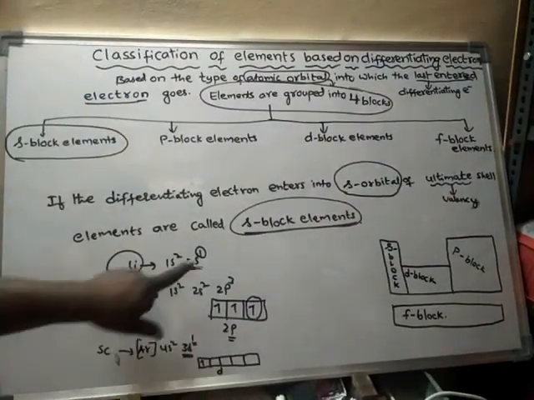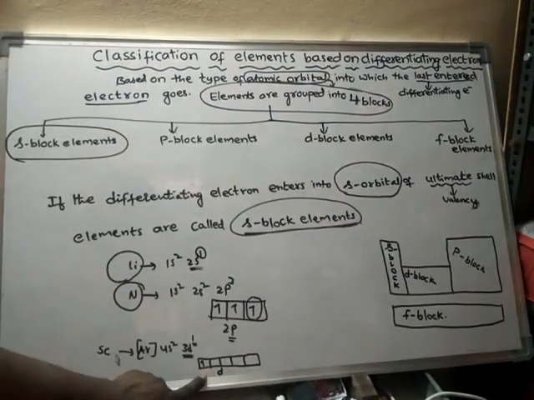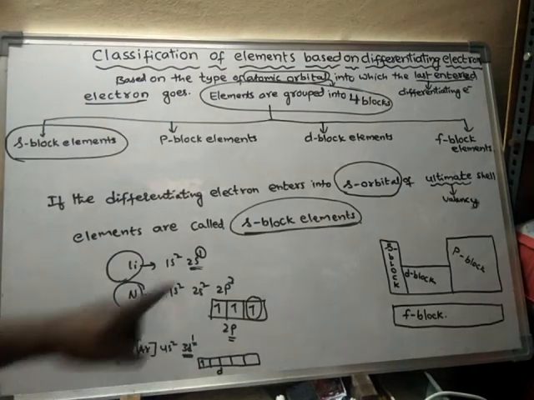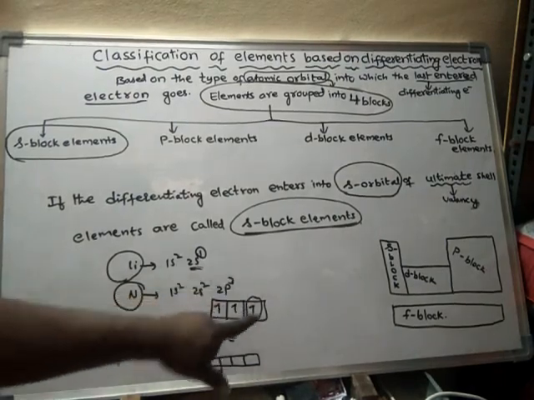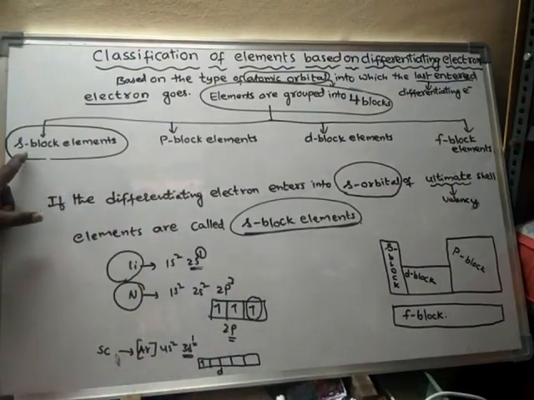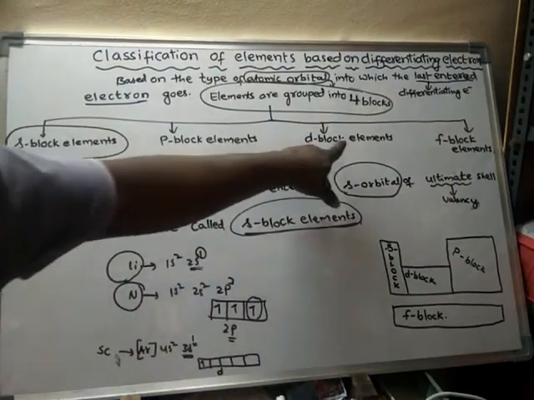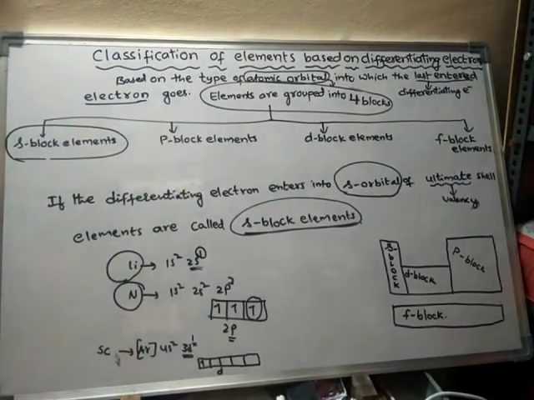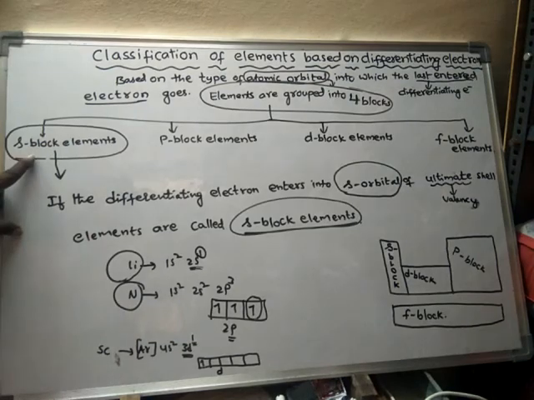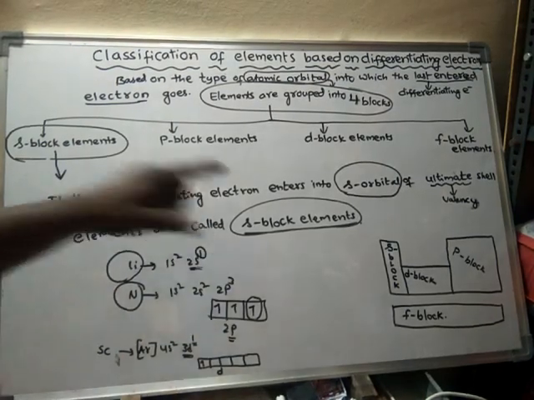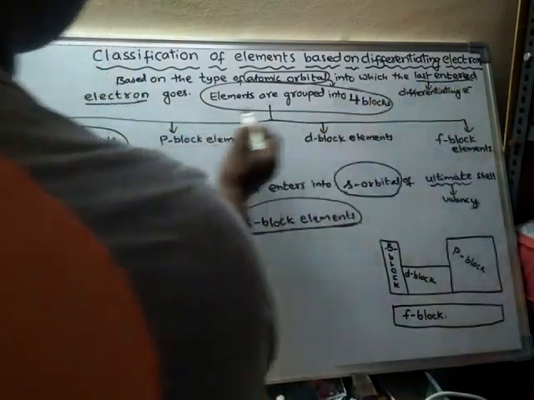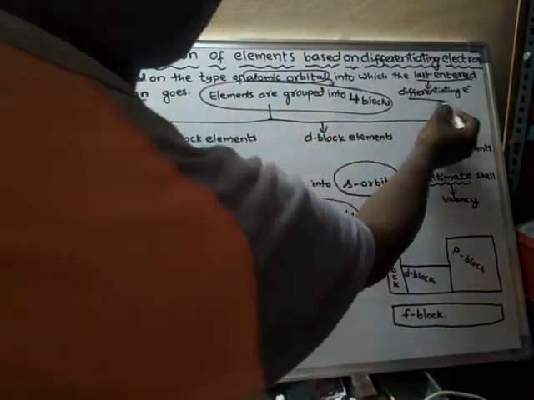So based on the orbital into which the last entered electron goes, all the elements are classified into 4 blocks: s block elements, p block elements, d block elements, f block elements. Then what is the definition of s block elements? What is the meaning of differentiating electron? The last entered electron is called the differentiating electron.